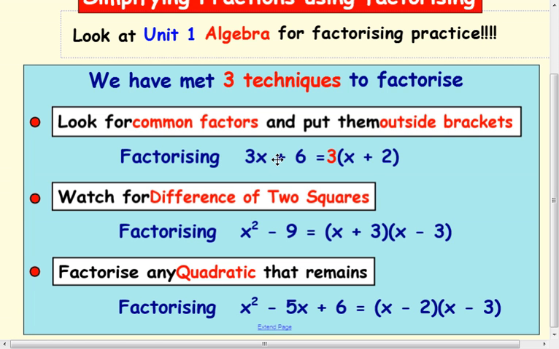So let's look at the top one. 3x plus 6 goes into a single bracket, that's a common factor. You look at the highest common factor of 3 and 6, which is 3. So 3 comes outside the bracket, and then 3 times x makes 3x, and 3 times 2 makes 6.